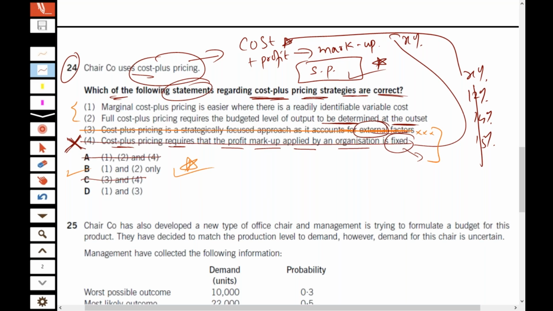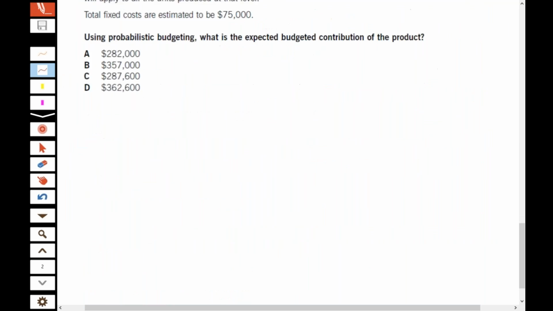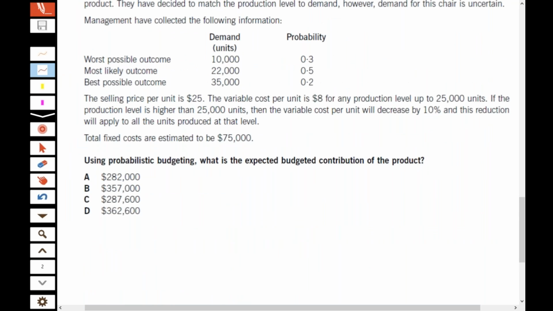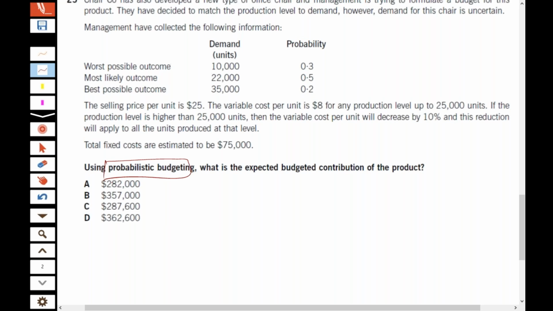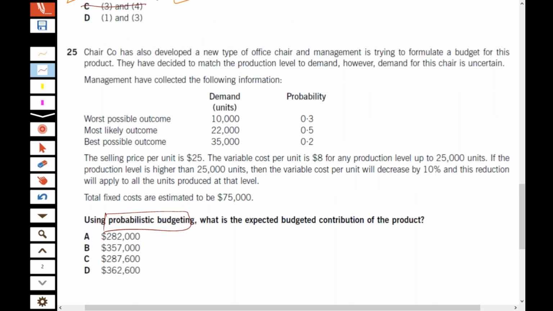That is the thing. Now, students, come to question number 25, which is known as probabilistic budgeting. I need to explain the concept here, and I will be solving it. Now, students, just see, this is known as expected values. What is expected value? Expected value is basically the percentage of all the available figures.